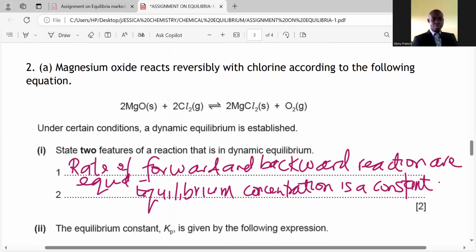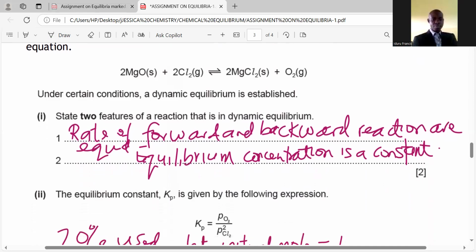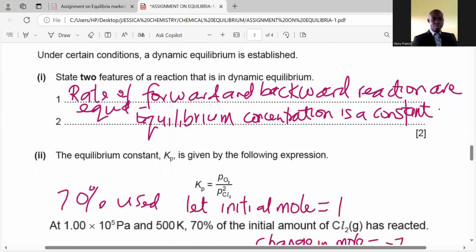Number 1, you got this one in your answer: the rate of forward reaction and backward reaction are equal. And number 2, once a reaction is in equilibrium, the concentration of the reactant and product is constant. So those are 2 fundamental properties of a reaction that is in equilibrium. Other ones, when we meet in class, we'll talk about it.